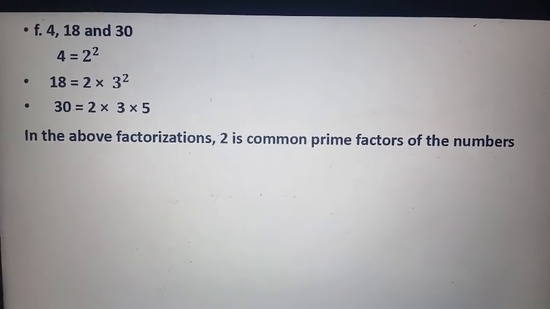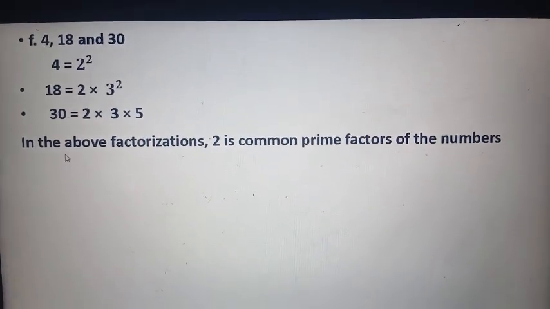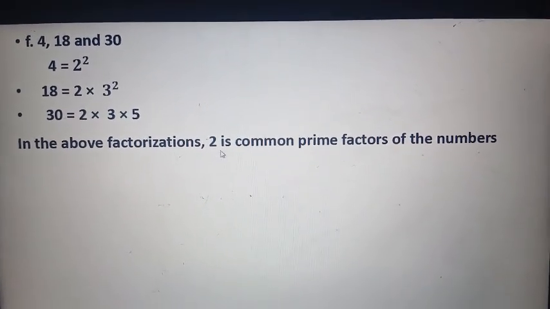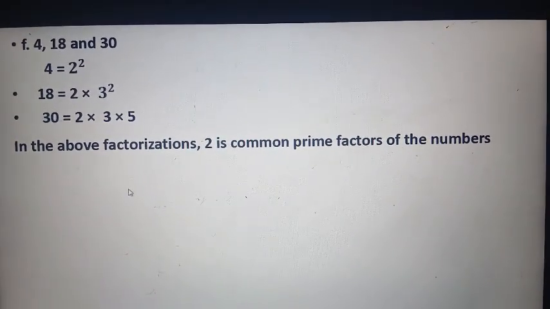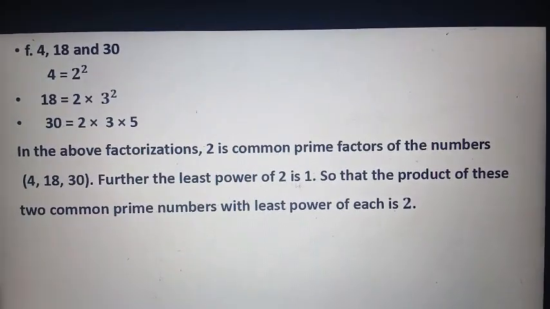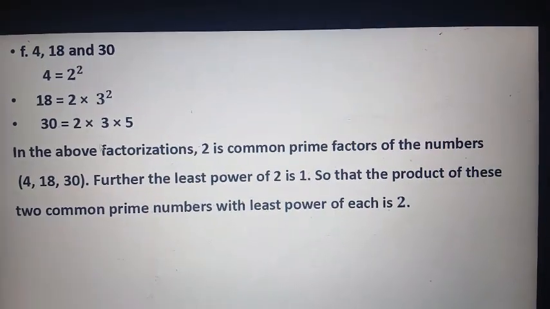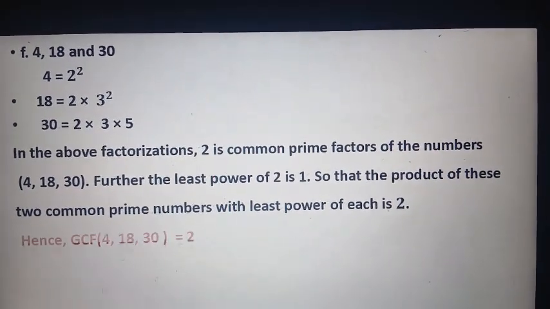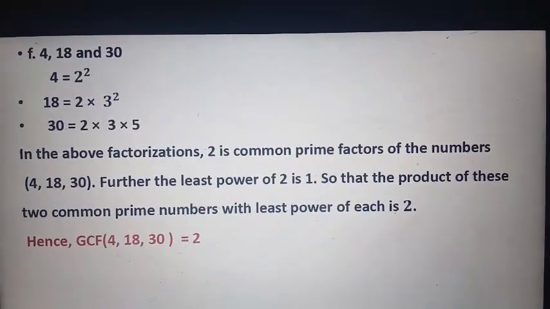To find the greatest common factor or greatest common divisor, 2 is common. 2 is a factor of all the numbers, so we take the smallest power, which is 1. So the GCF of 4, 18 and 30 is 2.